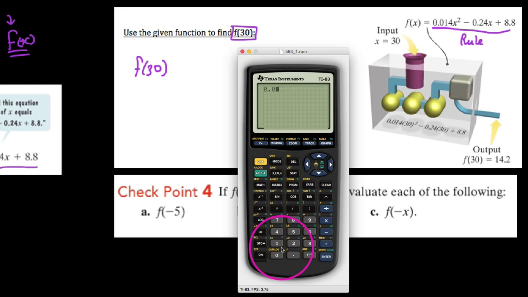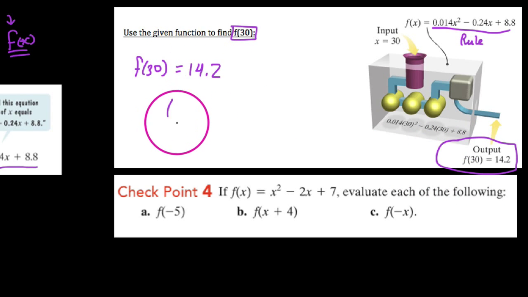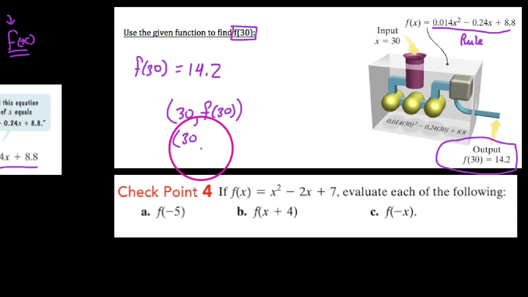So I have 0.014, and then in parentheses we'll throw in 30 everywhere I see an x. x is equal to 30, so we have that squared. And it looks like minus 0.24 in parentheses 30. And then we're going to add 8.8 onto this. What I want you to see is when we find f of 30, it just basically means let's substitute a 30 in for all of our x values. It looks like we get 14.2, which by the way is clearly written on our paper right here. What this means is when we plug 30 into the function, we get the y value at that x value. Or in other words, when we plug 30 into this function, we got 14.2 as an output value.